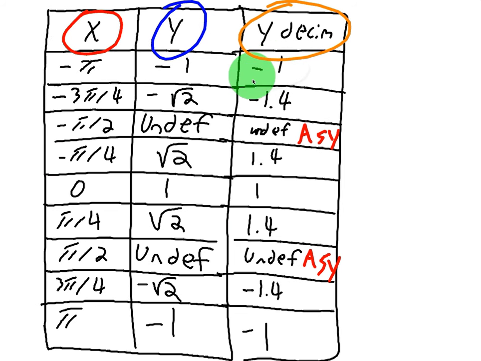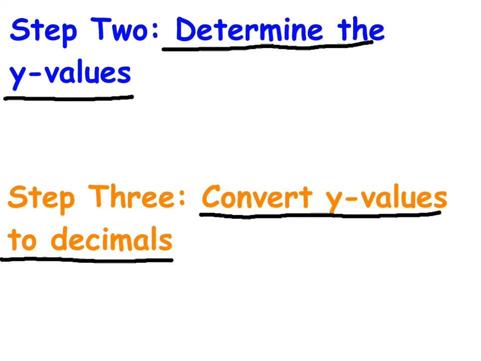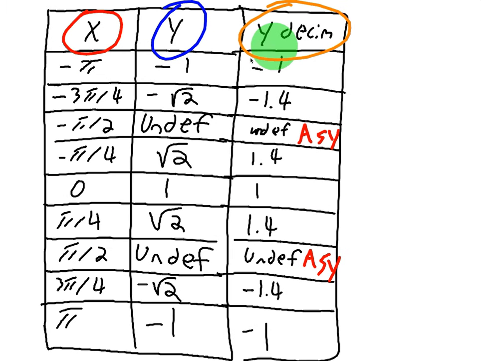Now remember, for the third column, you want those decimal approximations. So we kind of do 3 steps in one for the chart. Step 1 is to draw this chart. Step 2 is to determine the y values in unit circle. Step 3 is to convert those y values into decimals so that we can graph them. Okay, but for now we're just going to focus on the y using unit circle.